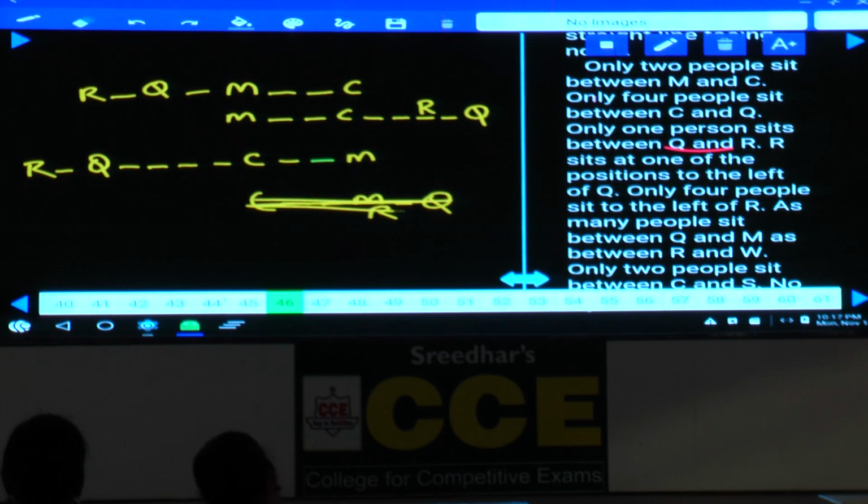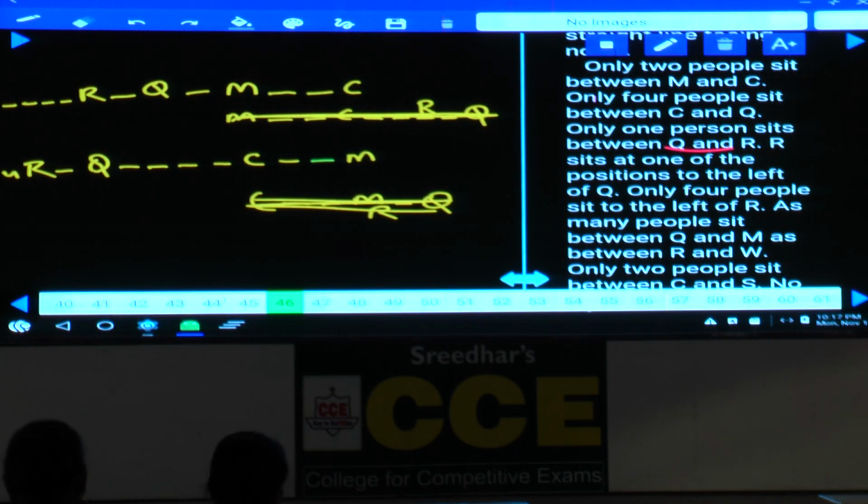Now the remaining 3 cases are valid. And only 4 people sit to the left of R. This is the crucial information of only 4. 1, 2, 3, 4. 4 people to the left of R. Now in this case, more than 4 people, this case is ruled out. Now in this case, how many? Only 4 people to the left of R. Finally, we are left with only 2 cases.